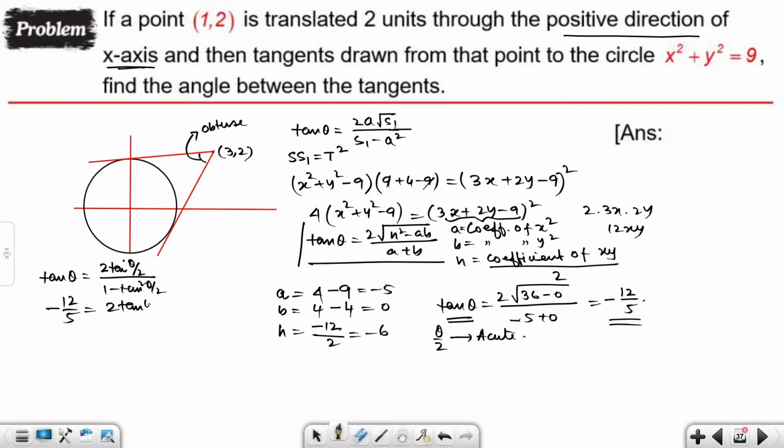So 2 tan theta by 2 over 1 minus tan square theta by 2. Let us cancel this 2 and 2. So it's coming like minus 6 over 5 is tan theta by 2 divided by 1 minus tan square theta by 2. Let me cross multiply. So what are we getting? Minus 6 plus 6 tan square theta by 2 is equal to 5 tan theta by 2. Now let me take this thing to the left hand side.